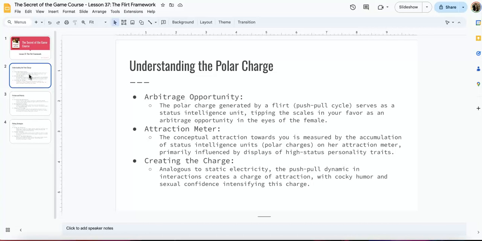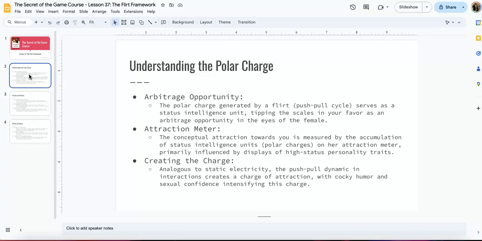So the polar charge generated by a flirt, a push-pull cycle, serves as a status intelligent unit. Basically, you're getting credit from her ego, her authentic ego, that you're attractive and that you are high status, tipping the scales in your favor as an arbitrage opportunity in the eyes of the female. So that's going to be modeled by the attraction meter, something that we're always aware of as a status intelligent male. And the conceptual attraction towards you is measured by the accumulation of status intelligent units on her attraction meter, primarily influenced by displays of high status personality traits.